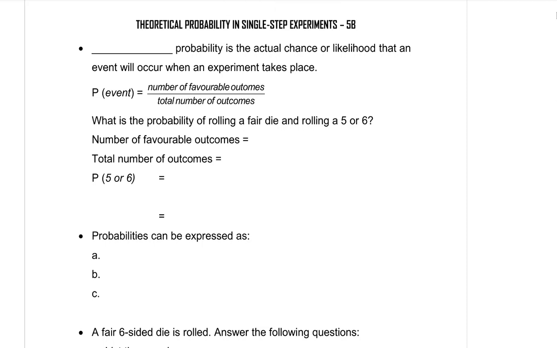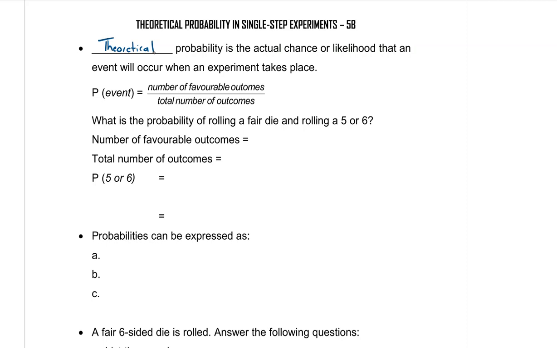Okay, so theoretical probability. That's our first word that we need to put in there. Theoretical. Theoretical probability is the actual chance or likelihood that an event will occur when an experiment takes place.